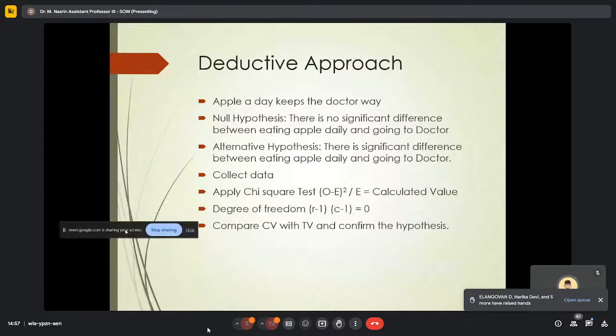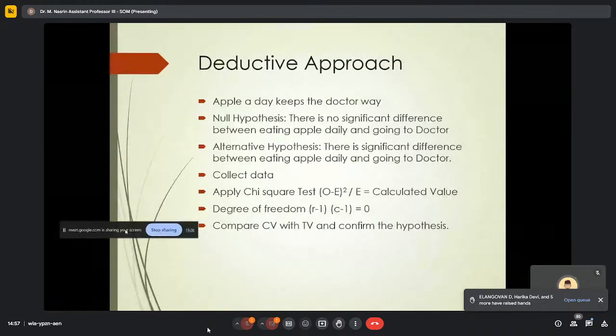Now this is what I'm going to discuss here: the deductive approach. In research approach, we have two types of approach, one is inductive and another one is deductive. Whoever is going to choose the deductive approach will be using a hypothesis. So whenever we are framing some hypothesis, definitely you are using a deductive approach in your research study.